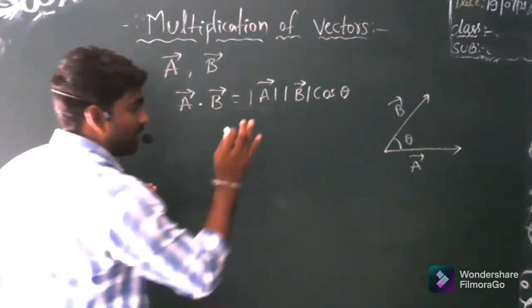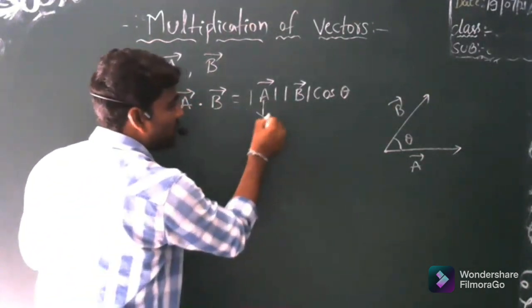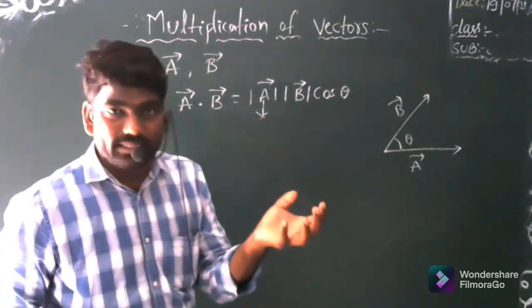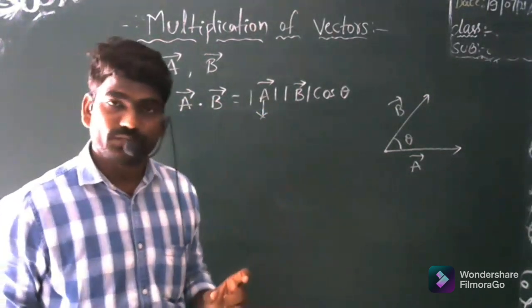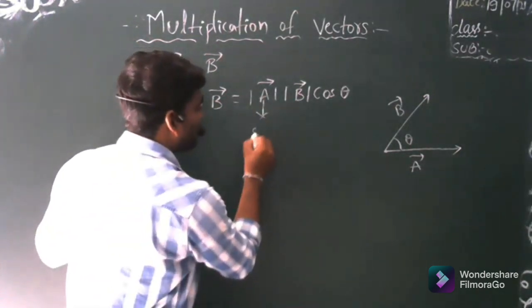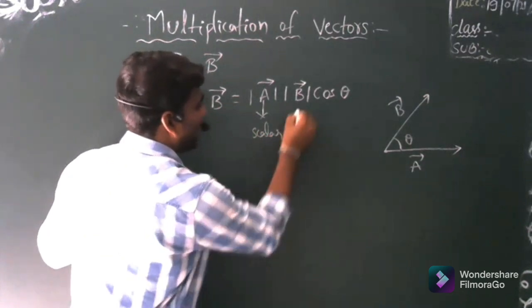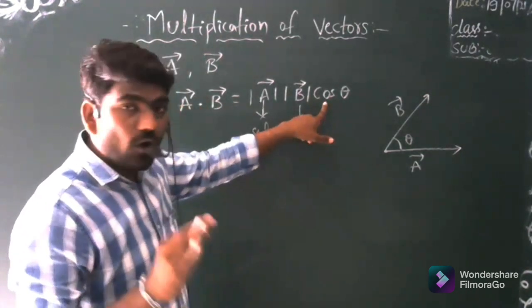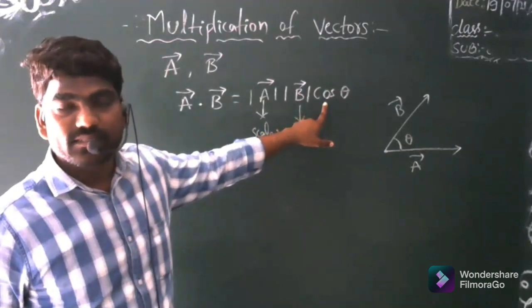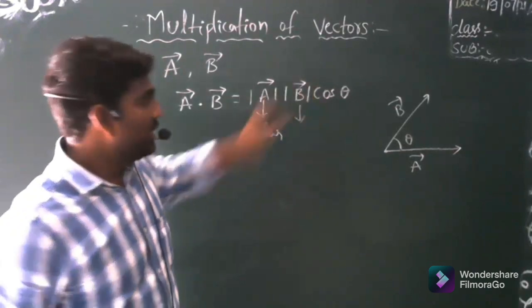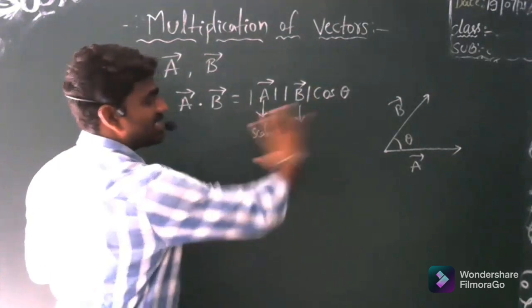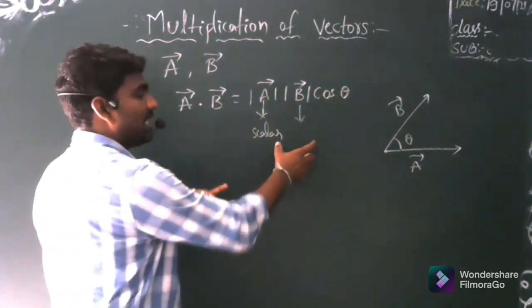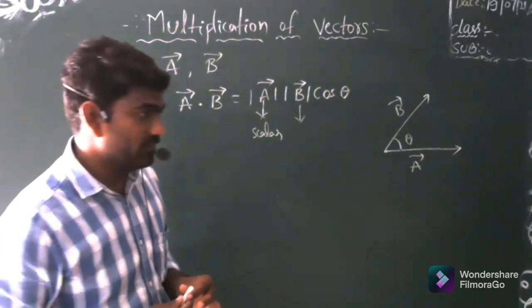Let us observe here the magnitude of A. Magnitude is nothing but a quantity, a numerical value. So here the magnitude of A is a scalar, as well as the magnitude of B is also a scalar, and the cos theta value is also a scalar quantity. Whenever you multiply these three scalar quantities, the final result you will get is also a scalar quantity.